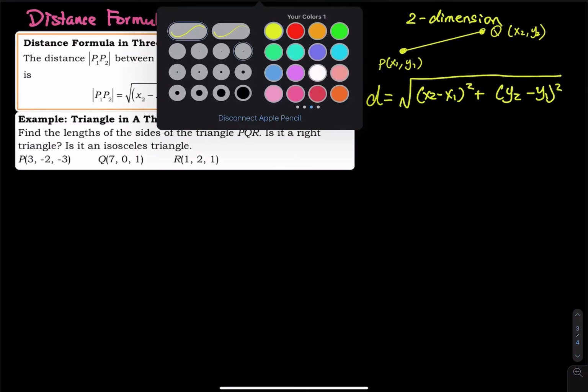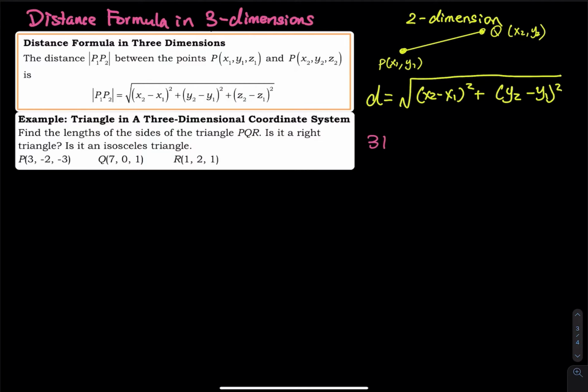But in 3 dimensions, for each point you have x comma y comma z. So that means in the distance formula, you have to add one more component to it. The notation we use is P1, P2 between symbols like an absolute value, but that is not really an absolute value. That stands for the distance between the 2 points. Basically it's based on the 2 dimensional formula. We add one more component to it, which is plus (z2 minus z1) squared.